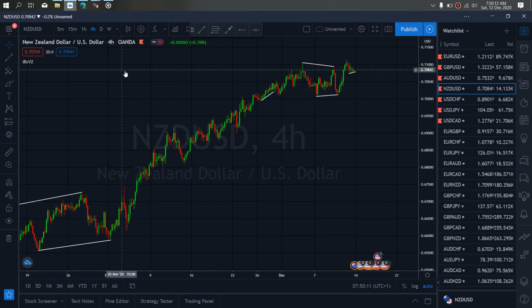Resume to 4-hour time frame. On the 4-hour time frame, they are accumulating. I expect this drop to tag at least this low down here.